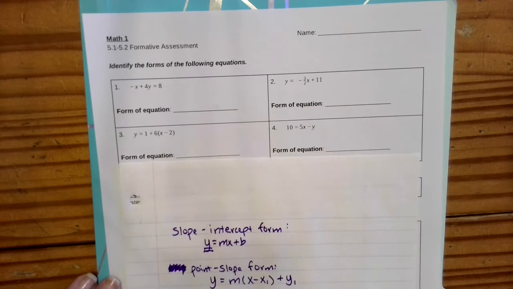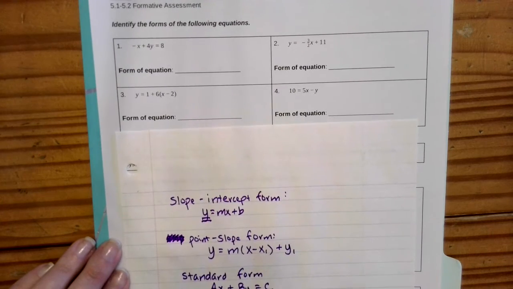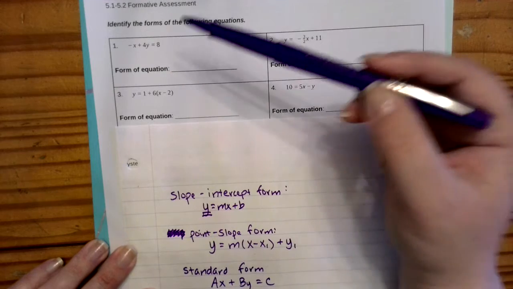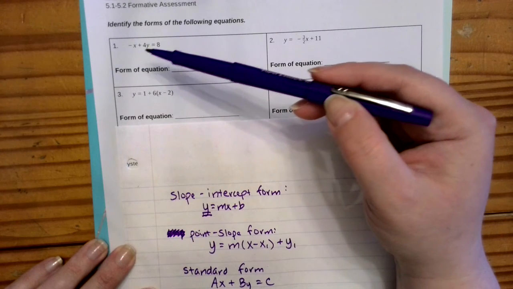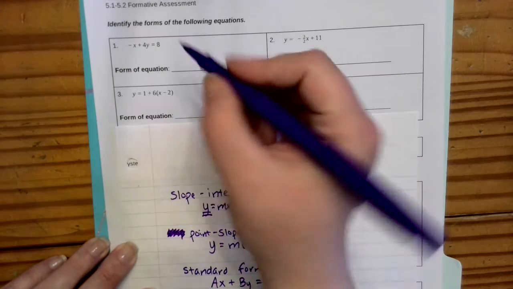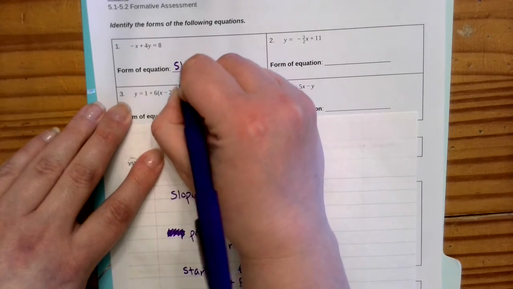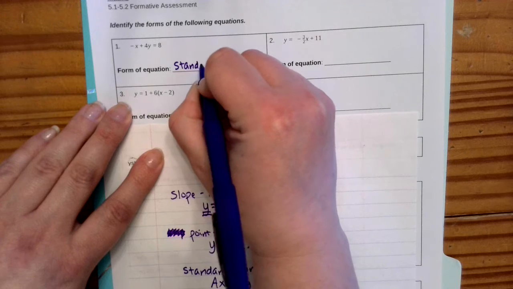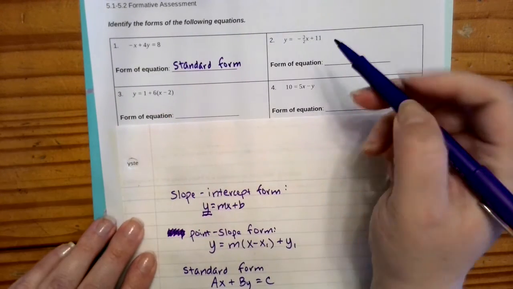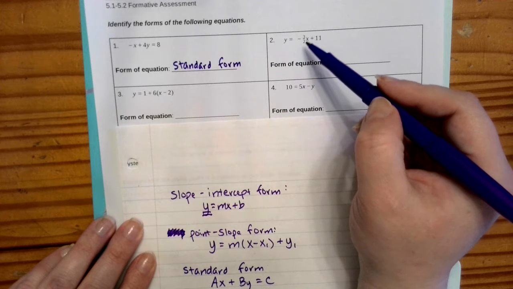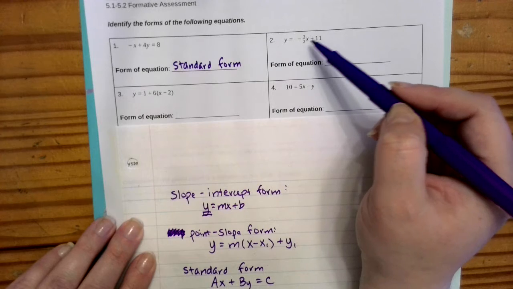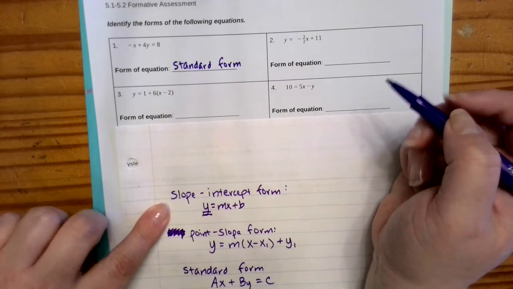So questions 1 through 4 are pretty much just asking which of these forms is this equation in. So if we look at question 1, the x and the y are on the same side of the equation. That must mean that this is in standard form. Question 2 says y equals negative 3 over 2x plus 11. We can see that the y is by itself and there's no parentheses, so this one is slope-intercept form.